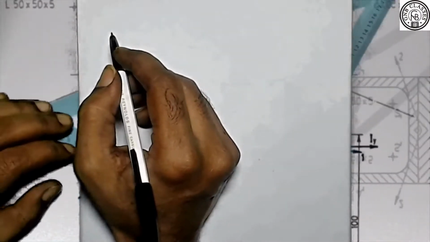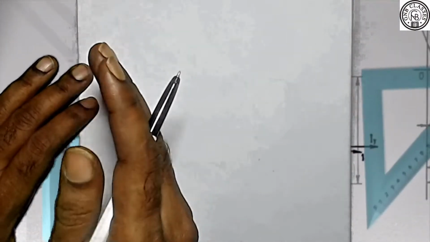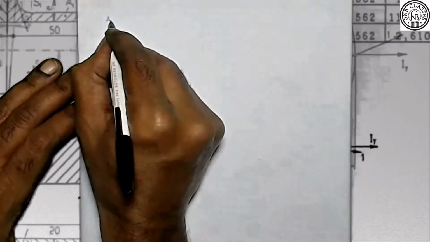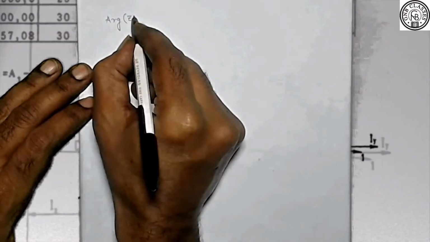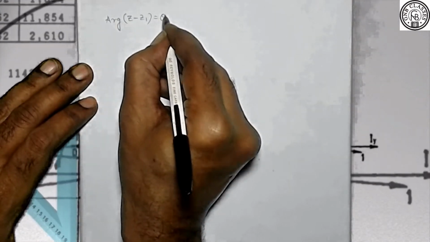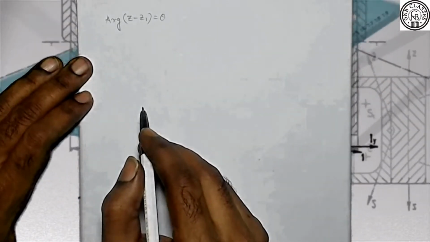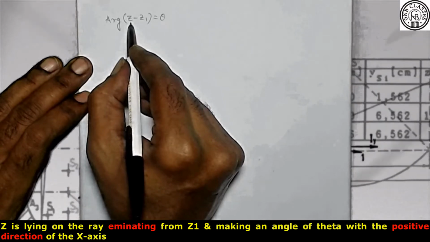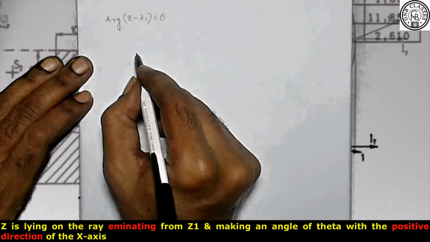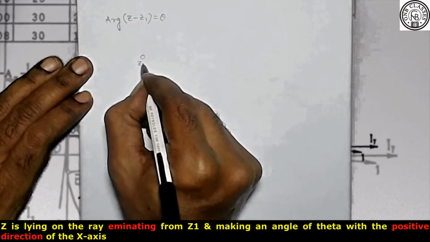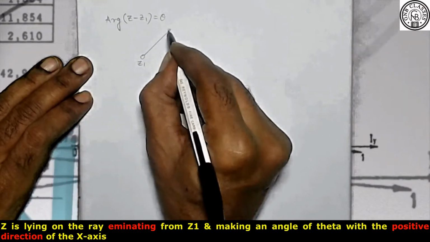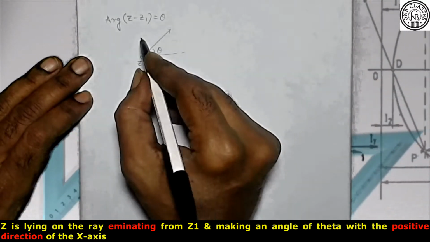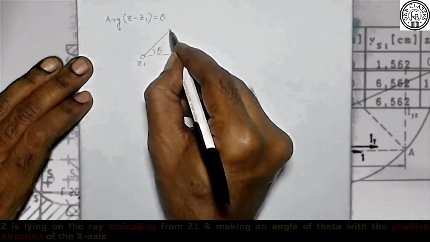Let us start this video with a new conception. This conception is basically the extended conception that has been given in the previous video. Arg(z - z1) = theta. What do you mean by this? This means that the variable point z is lying on the ray emanating from the point z1 and making an angle theta with the positive direction of the x-axis. Yes or no? z is anywhere on this line.